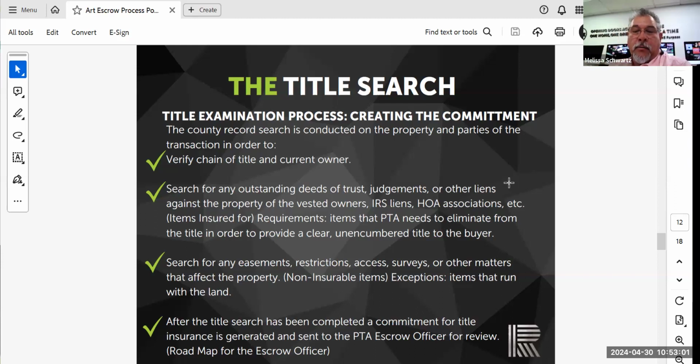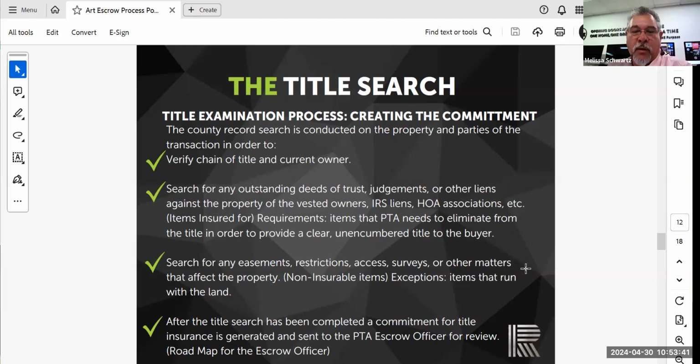Okay. Let's see, for easements, restrictions, access, surveys and other matters. Non-insurable exceptions are items that run with the land, like the easements, the rights of way, the wells, CC&Rs. Those go with the land. There's nothing we can do with them. They've already been put on the land, and there's nothing we can do to remove them or insure over them. We can't be sure that the utility company's not going to come and dig up your ground when your sewer backs up, or your cable or power line gets knocked out. They have the right to come do that. I don't want to say by law, but they can't leave you without utilities.